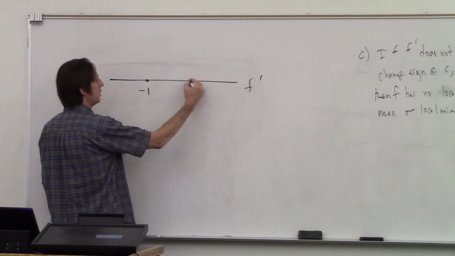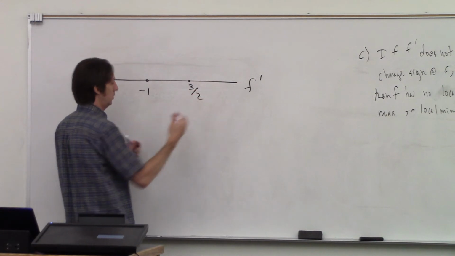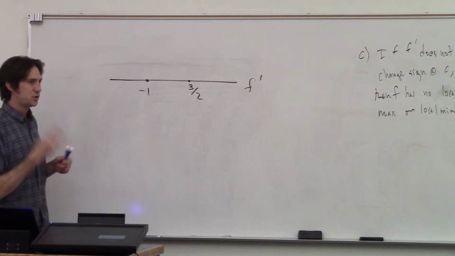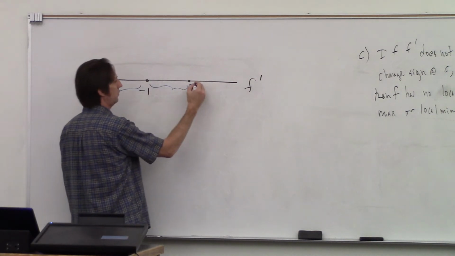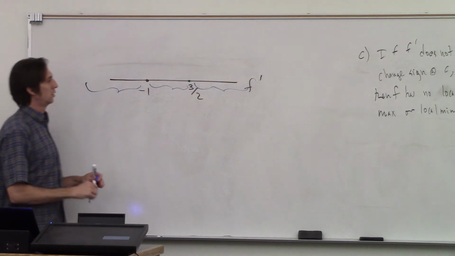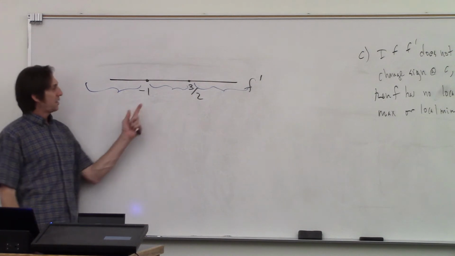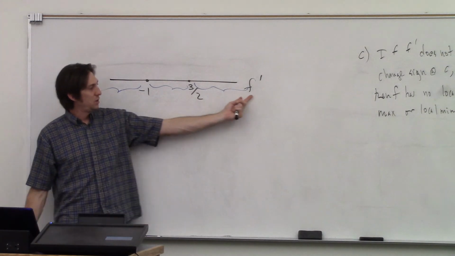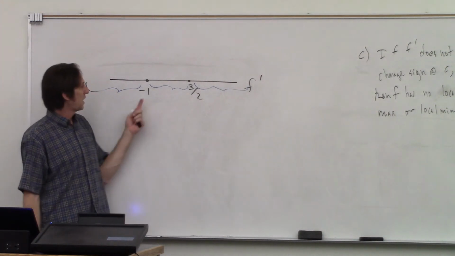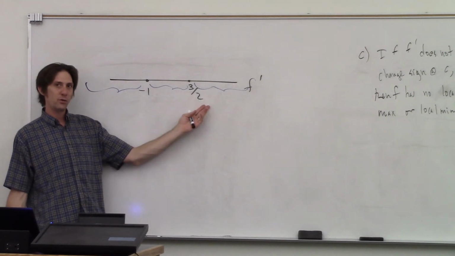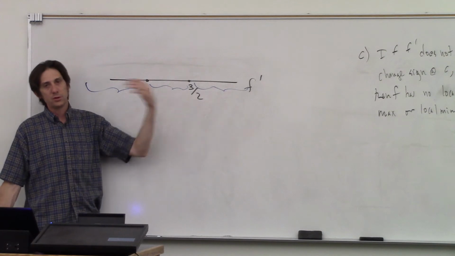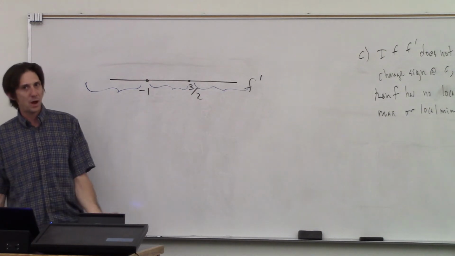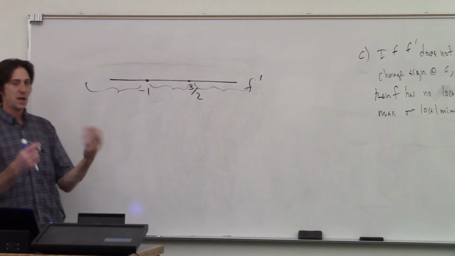So here's -1, and here's 3/2. I see that these two critical numbers break the real line into 3 subintervals. At the critical numbers, f prime equals 0, but that's the only place where f prime equals 0. So on each of the 3 subintervals, the derivative has to either be positive or negative, but it can't change.